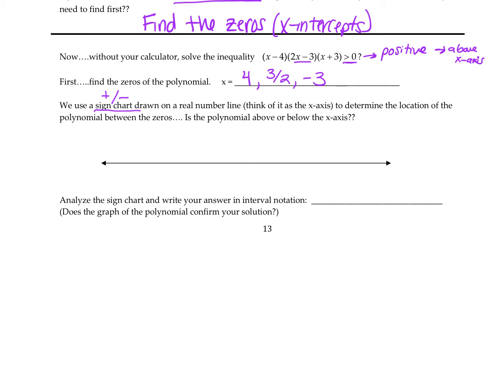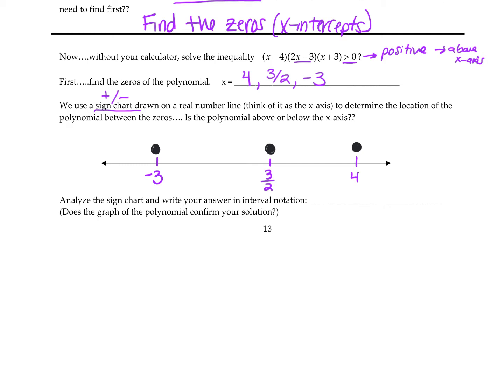So I'm going to plot negative 3. I'm going to plot 3 halves. And I'm going to plot 4. Now, those are our points, or our zeros, so I'm going to mark those with points. But I'm also going to add some numbers on either side because I'm going to have to check the sign on every side of these zeros.